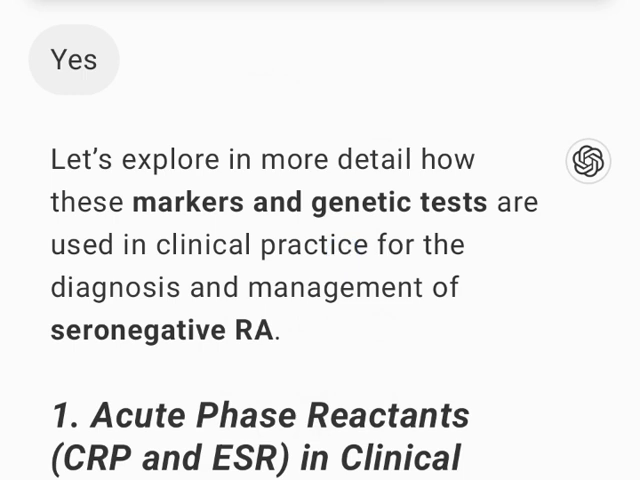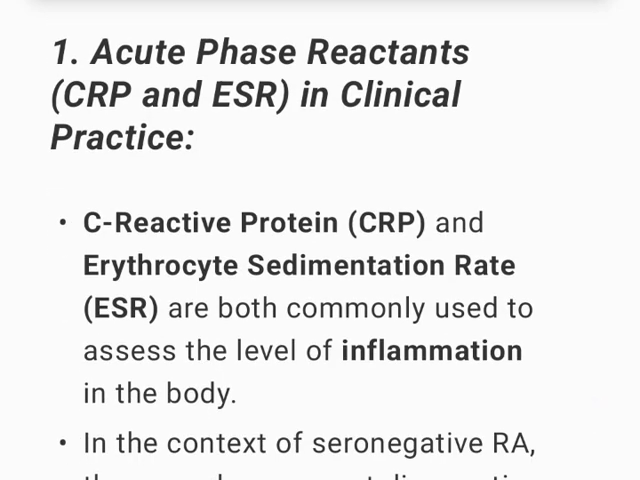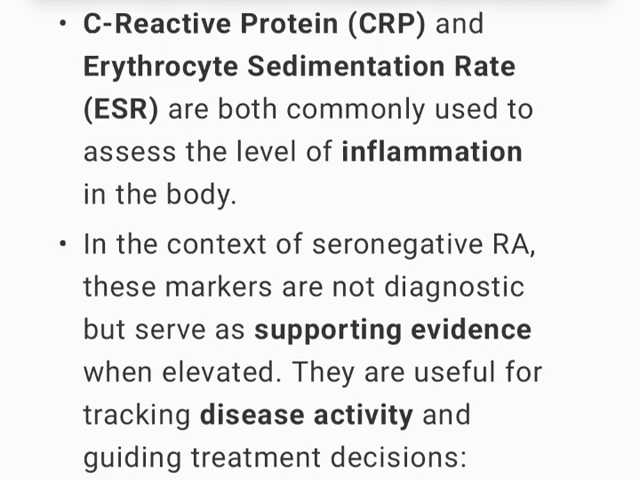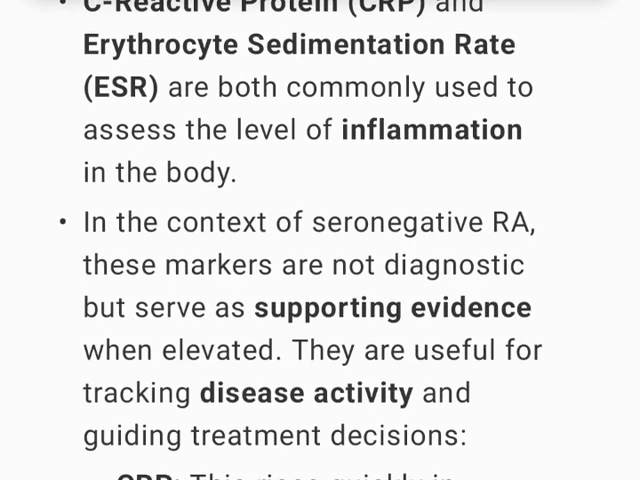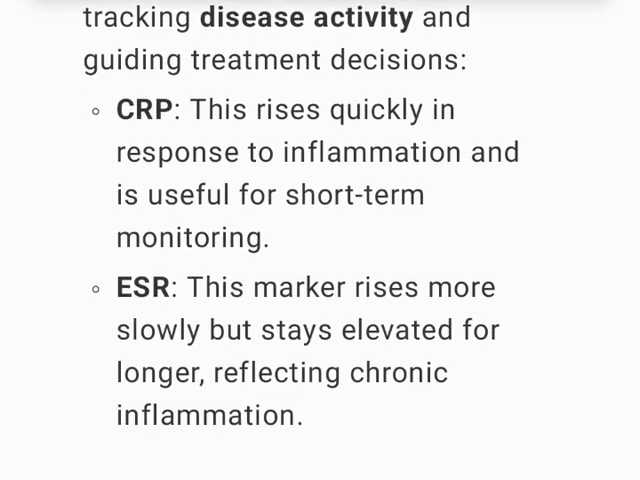Let's explore in more detail how these markers and genetic tests are used in clinical practice for the diagnosis and management of seronegative RA. 1. Acute phase reactants, CRP and ESR in clinical practice. C-reactive protein, CRP, and erythrocyte sedimentation rate, ESR, are both commonly used to assess the level of inflammation in the body. In the context of seronegative RA, these markers are not diagnostic but serve as supporting evidence when elevated. They are useful for tracking disease activity and guiding treatment decisions.